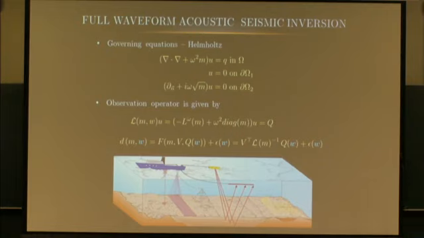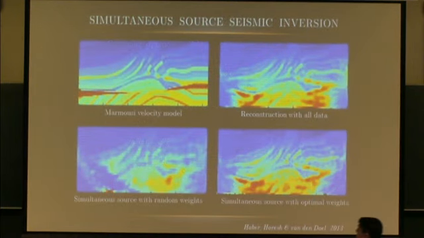You can do it while you're collecting the data, so you shoot a far smaller number of explosions, or you can do it as post-processing. So once the data is already collected, you can combine those sources and compute the inversion in a far faster fashion. So let me show you some of the examples.